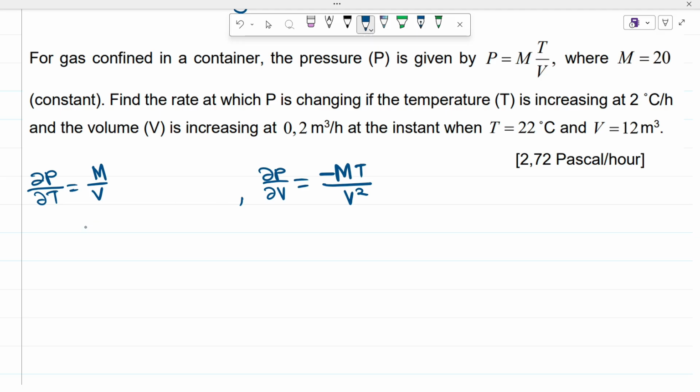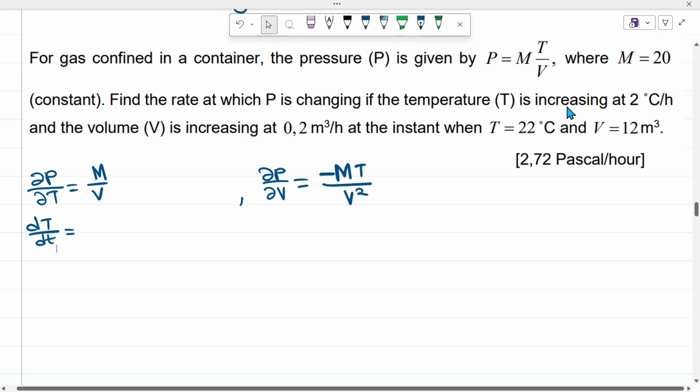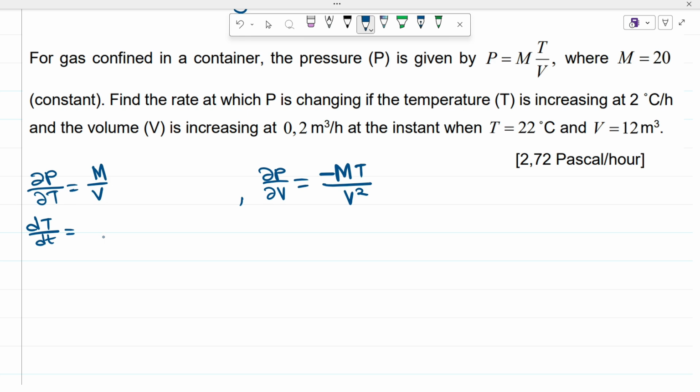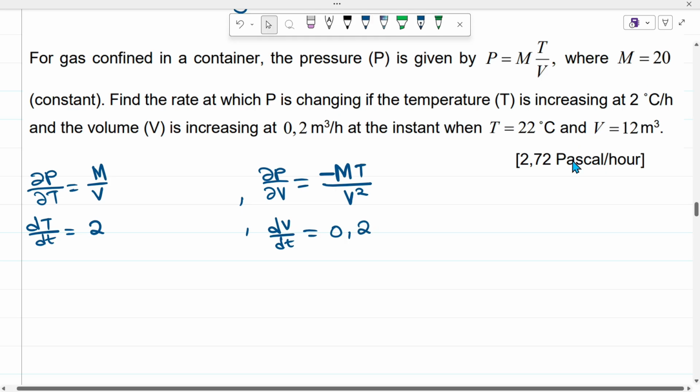So how about our rates, guys? Let's write our rates. dT/dt, the rate at which temperature increases, they say it's 2 degrees Celsius, so this is just going to be our 2. And the rate at which V increases with time is 0.2. So now we can just write our formula and plug in all of these things.